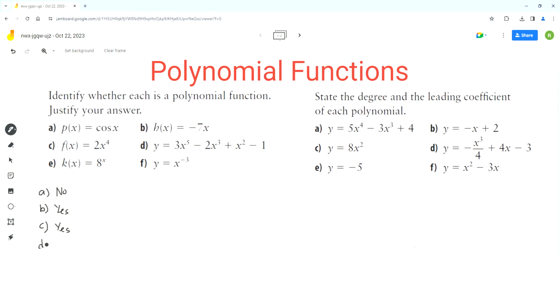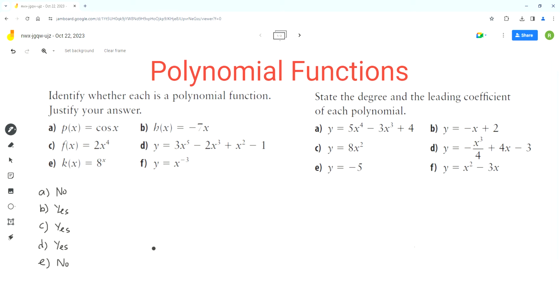Now in part D, we are given y equals 3 times x to the power 5 minus 2x cubed plus x squared minus 1. All of these x terms have whole number exponents, so that's why this function is polynomial. Now in part E, the variable x is in the exponent, so this is not a polynomial function. This is an exponential function because the variable is in the exponent.